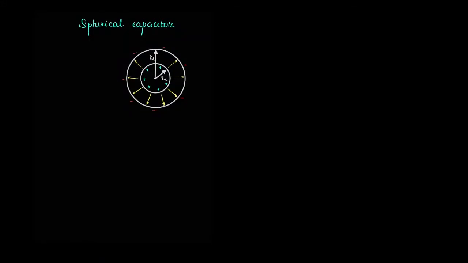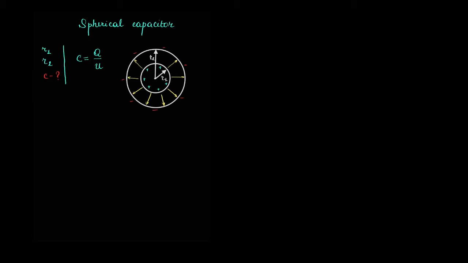A spherical capacitor consists of two spherical conducting shells. The inner shell has a radius R1 and the outer shell has a radius R2. How do we determine the capacitance of this capacitor? We have the general formula that capacitance is given by Q over U, where U is the voltage between the spherical shells.